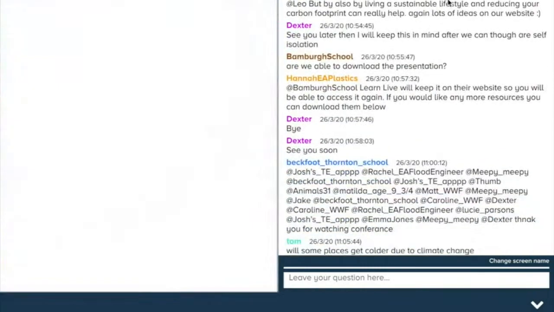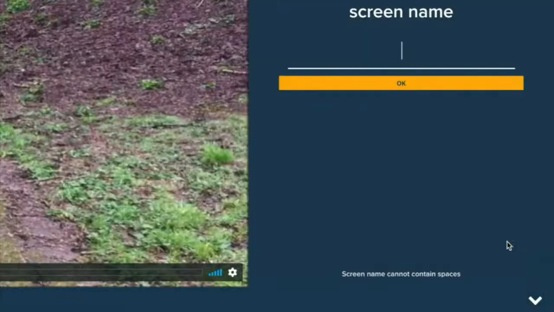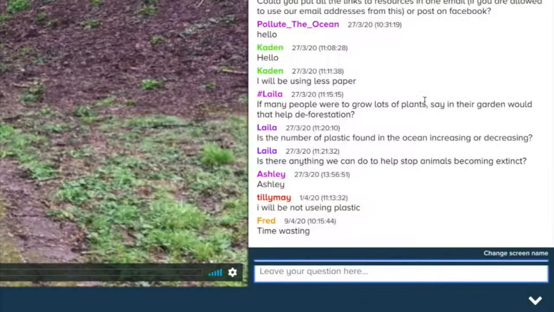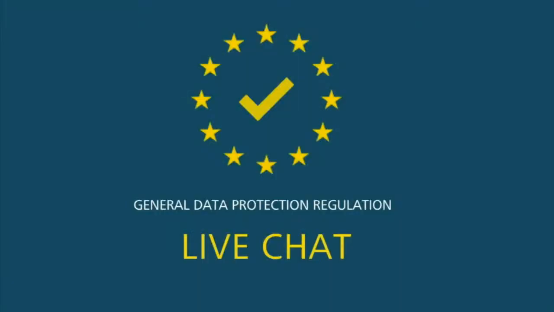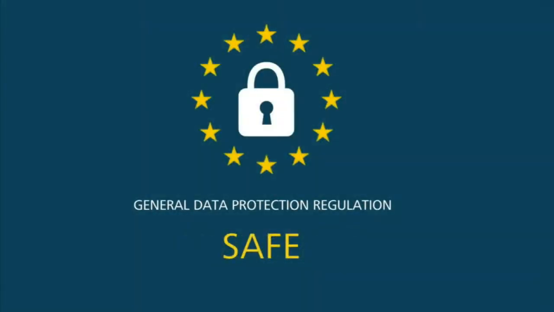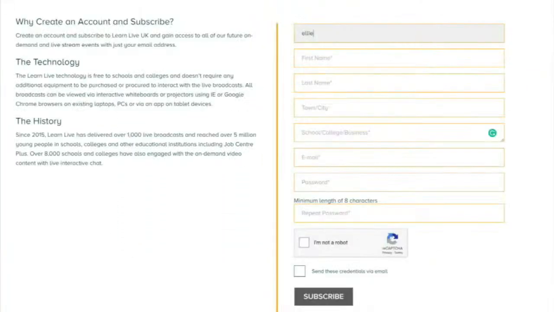Now, this bit is for the parents, guardians, and teachers. The best bit about the live chat facility is that it is completely moderated, so you don't need to worry if your young person leaves a silly comment, as it will only show on their screen and no one else's. Another great thing about the chat facility is that it is GDPR protected, so no information is shared with anyone else. We will protect all email addresses and will never share personal information of the young people.